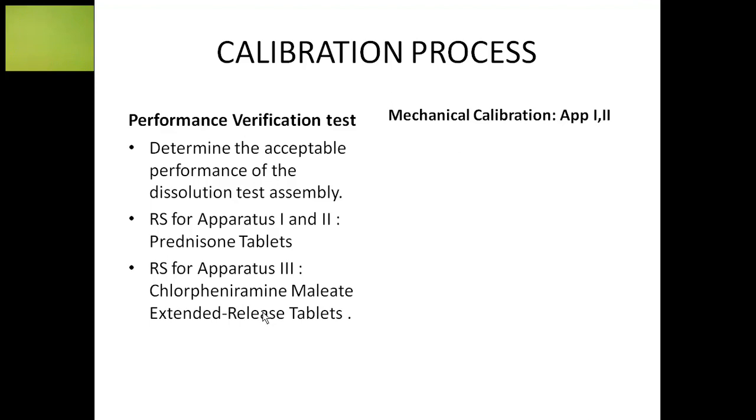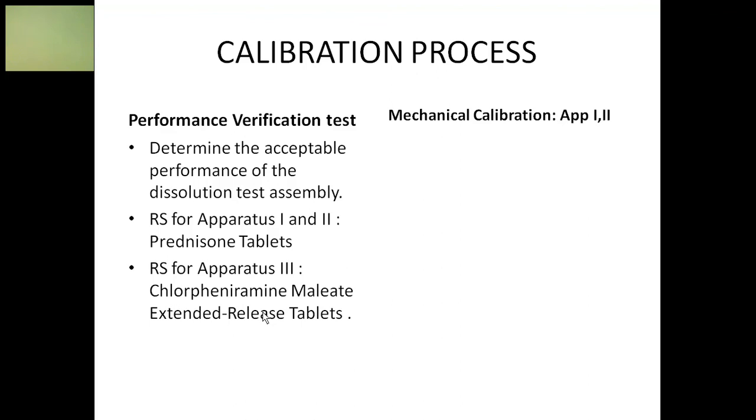That is, for apparatus 1 and apparatus 2, we use prednisolone tablets, and for apparatus 3, we use chlorpheniramine maleate extended release tablet. These tablets are exclusively USP grade and should be procured from the regulatory bodies. And you should always remember, these tablets are not the marketed tablets. So, for performance verification test, specific prednisolone tablets should be procured from USP. Likewise, for apparatus 3, the chlorpheniramine maleate extended release also should be procured from USP.